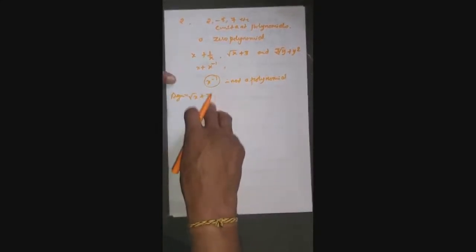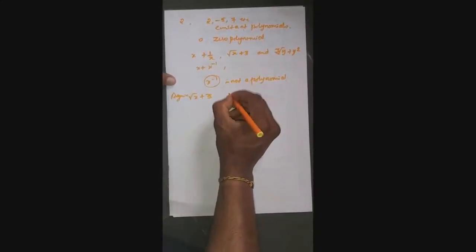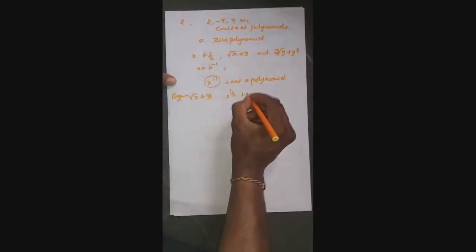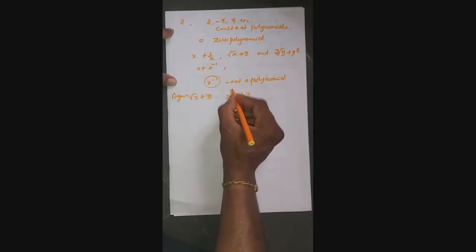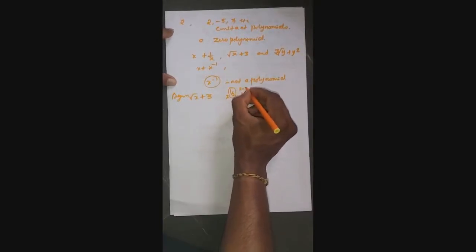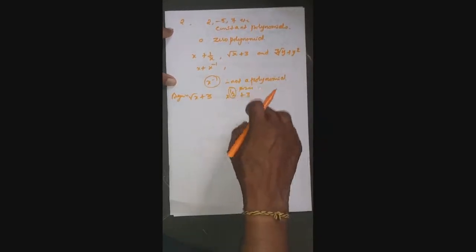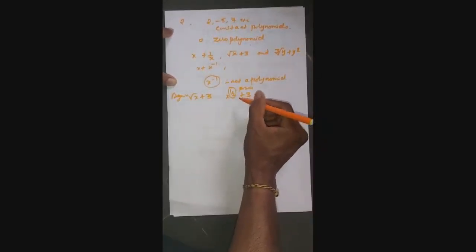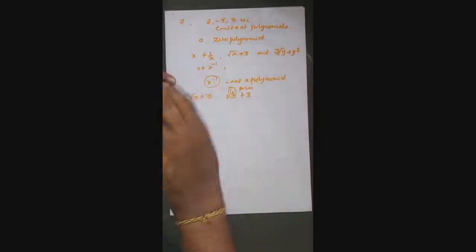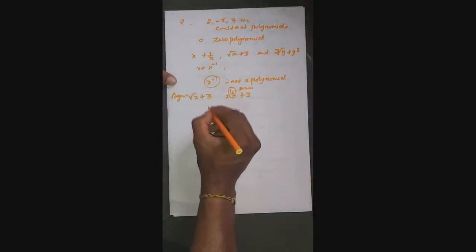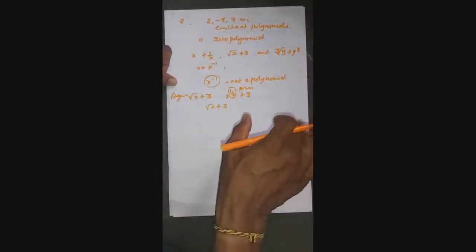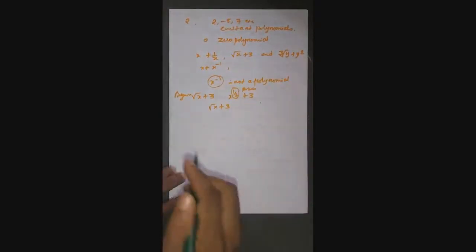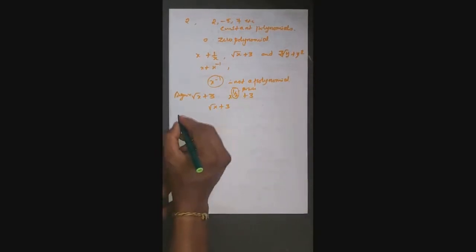Again, root x plus 3 can be written as x to the power of 1 by 2 plus 3, right? Here the exponent of x is 1 by 2. Exponent is nothing but power. The exponent of x is 1 by 2, which is not a whole number. So is root x plus 3 a polynomial? No, it is not a polynomial.